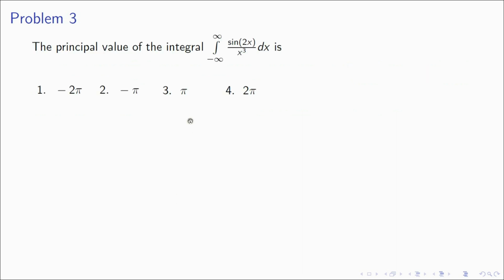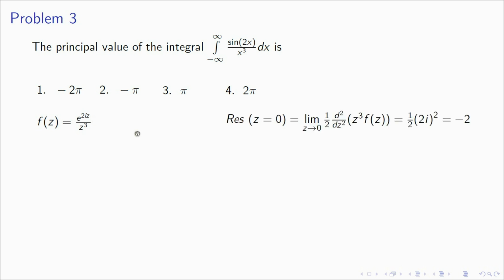Okay, problem 3. It says what is the principal value of this integral, sin 2x by x cubed from minus infinity to infinity. Let's look at the function f(z) equal to e to the power 2iz over z cubed. If you take the imaginary part you will get this. This function has a pole at z equal to 0, a pole of order 3. If you calculate the residue, it will be half of d square by dz square of z cubed f(z). That will be e to the power 2iz, and you differentiate it twice, you get 2i squared, and then you put z equal to 0, so that will be 1. So this residue will be minus 2.